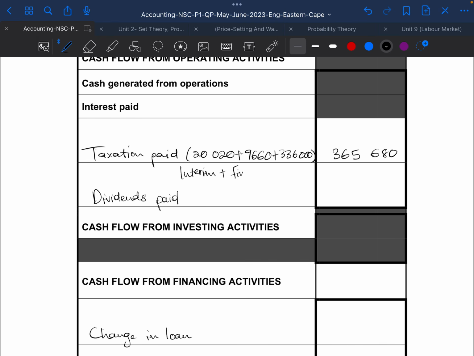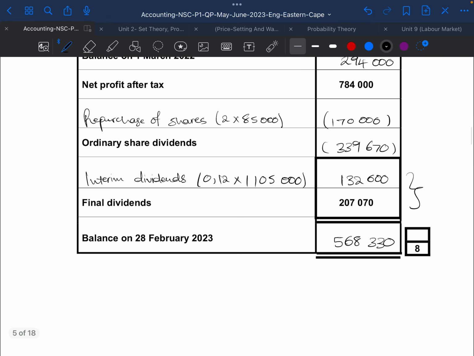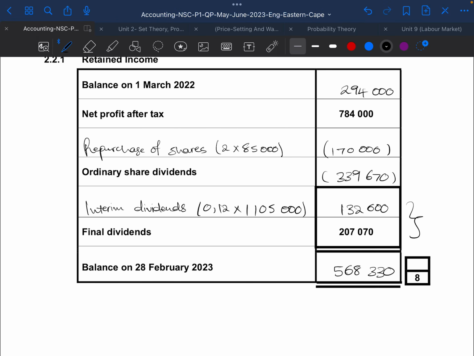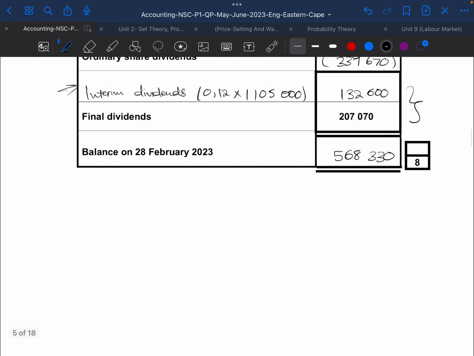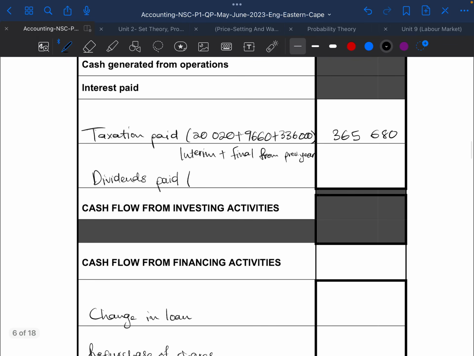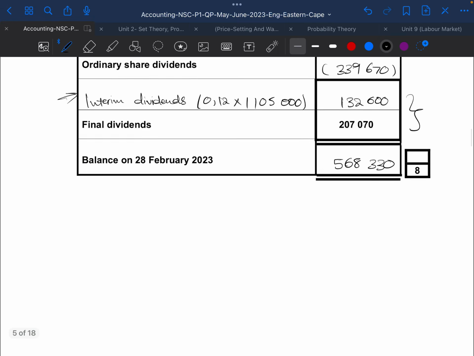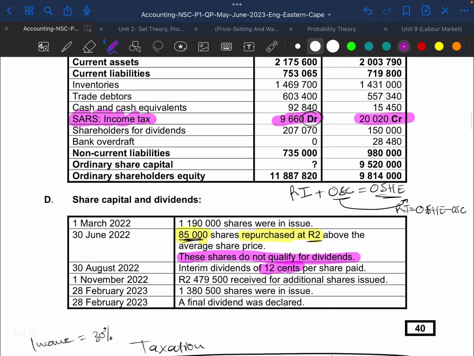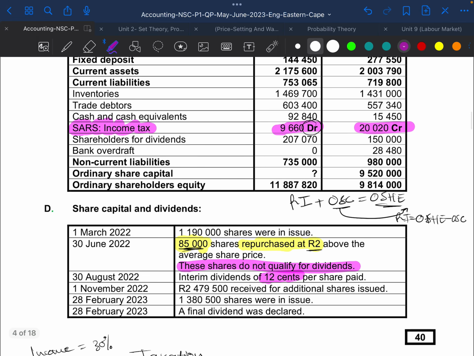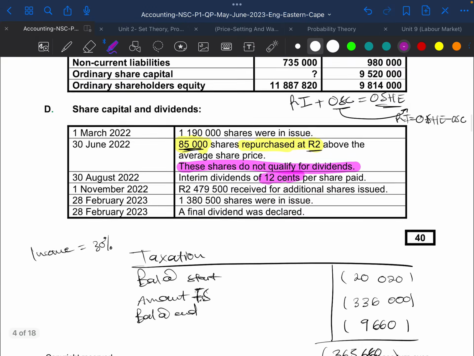plus final from previous year, which is your interim. Here we had for this current financial year, it was 132,600. Okay, so here we have 132,600 plus what you declared last year but you never paid, which is your shareholders for dividends at start, which is 150,000.